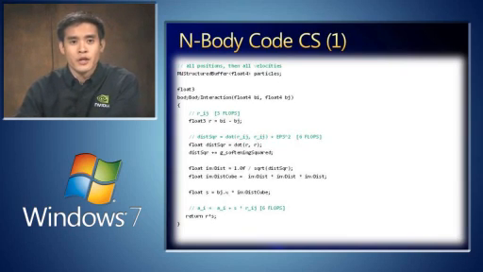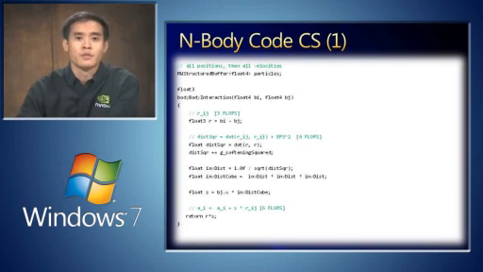This code shows the body-body interaction function. Basically, this function computes the gravitational attraction between two bodies at positions Bi and Bj. The mass of the bodies is stored in the W component.